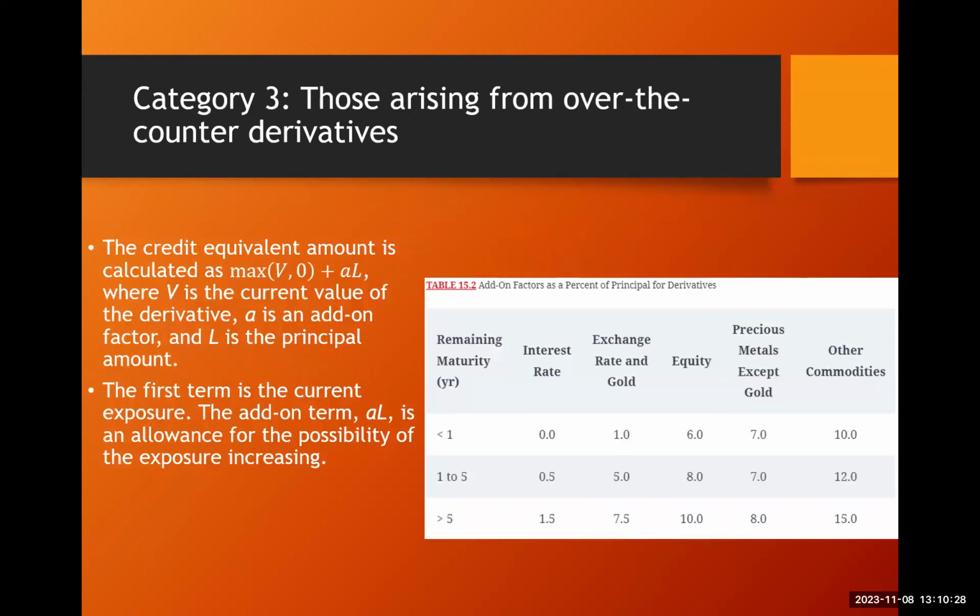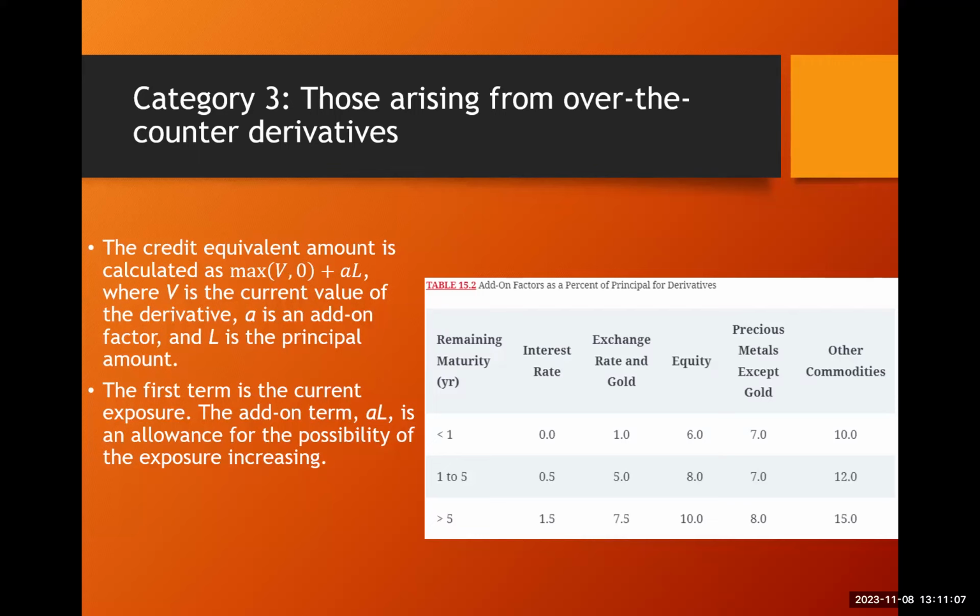What I really care about are these types of questions, those arriving from over-the-counter derivatives. We have this formula here, the max of V comma 0 plus AL to calculate the credit equivalent amount. The first term is the value of this instrument. Let's say you have an interest rate swap that's currently worth 2 million to you. If the counterparty defaults on it, you're out $2 million.